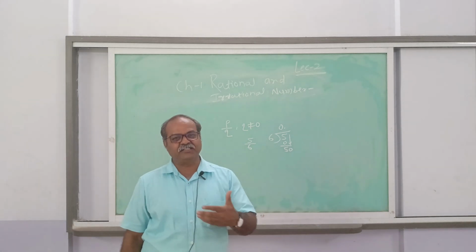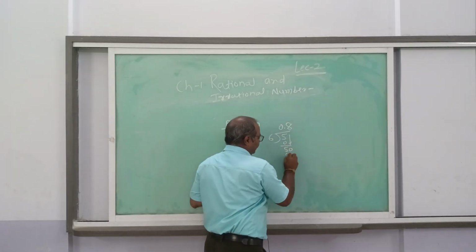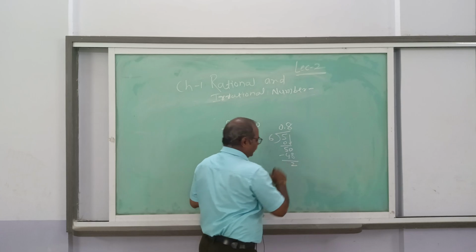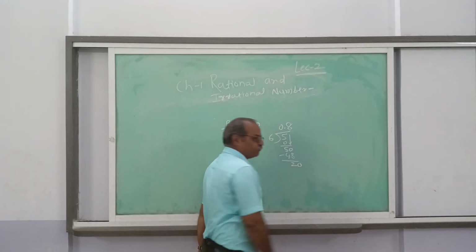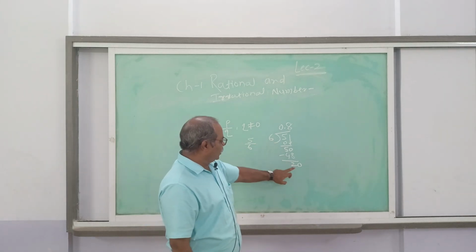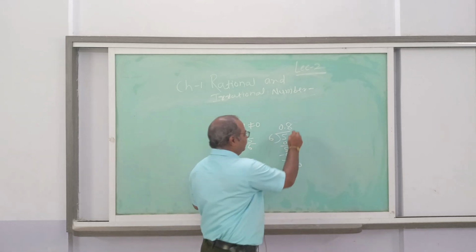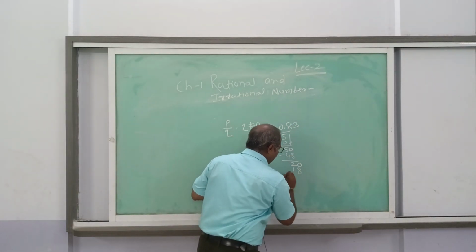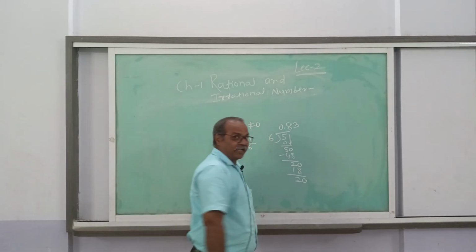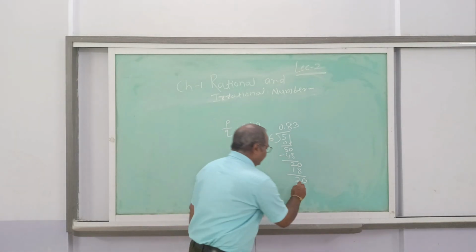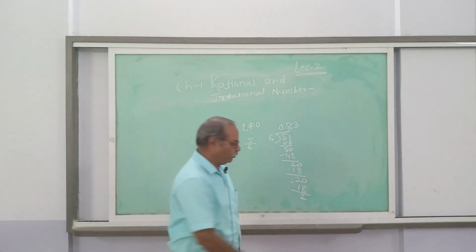So 6 8s are 48. 50 minus 48 we get 2. Again taking 0, so divide 20 by 6. 6 3s are 18. Again the remainder is 2. Again take 0. Again 6 3s are 18. We subtract it. The remainder is 2.